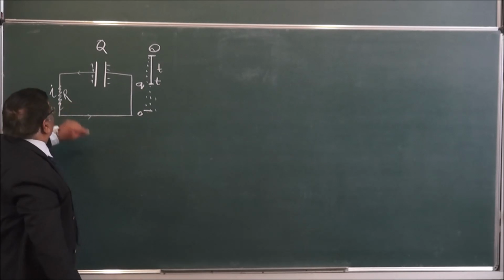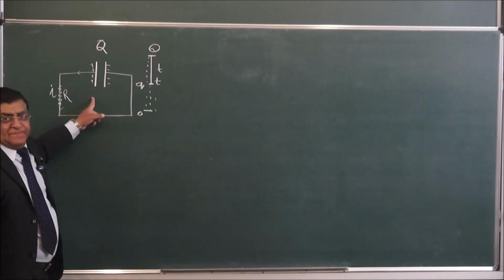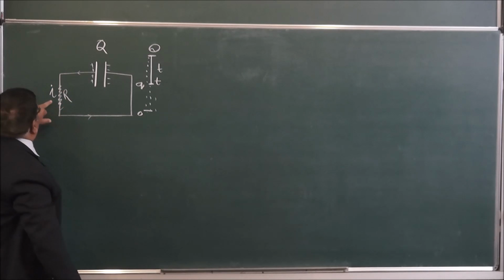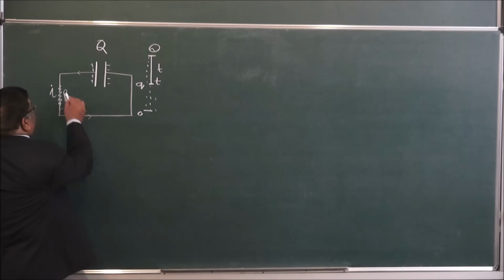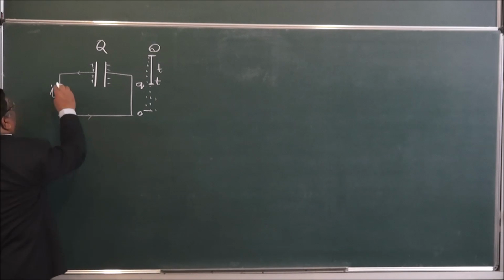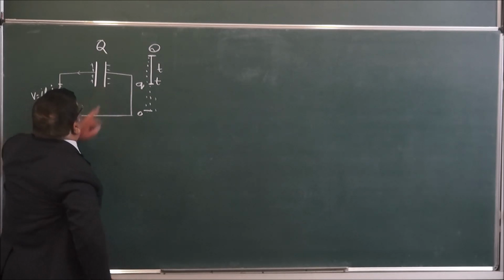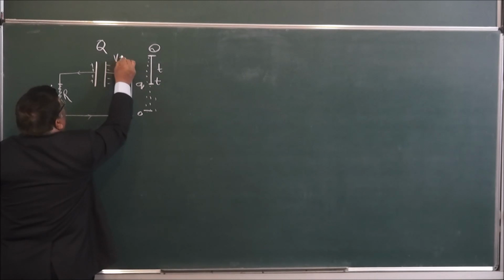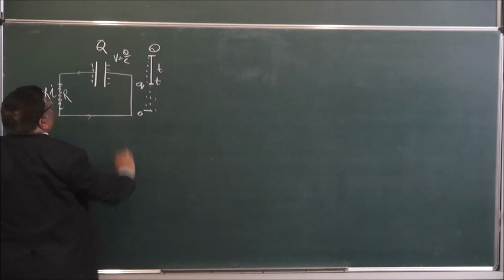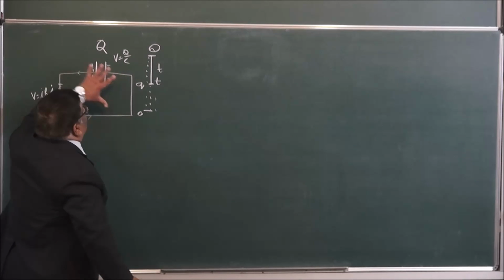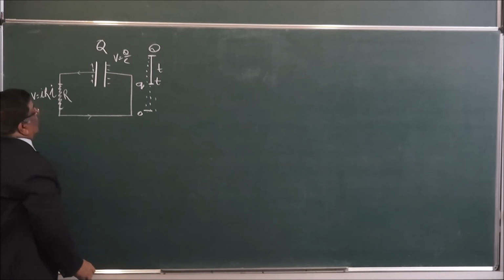At that instant we make our equation. At that time what is the value of current I? So again we take help of Kirchhoff's law. What is the potential difference across this? V is equal to IR. What is the potential difference across this? V is equal to q upon C. And in this loop what will be the potential difference?